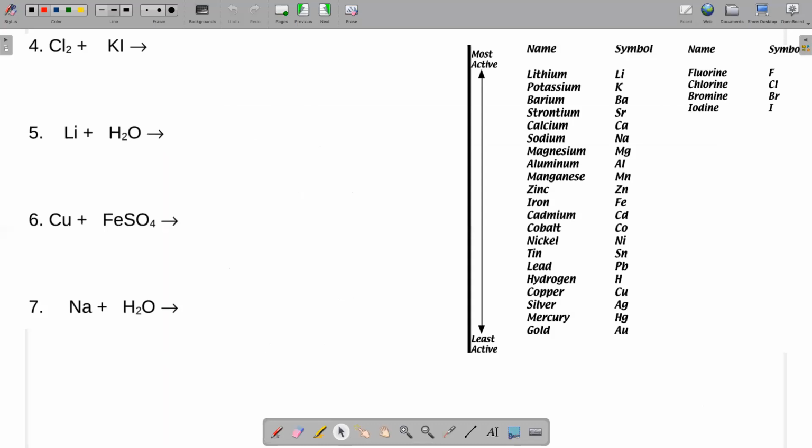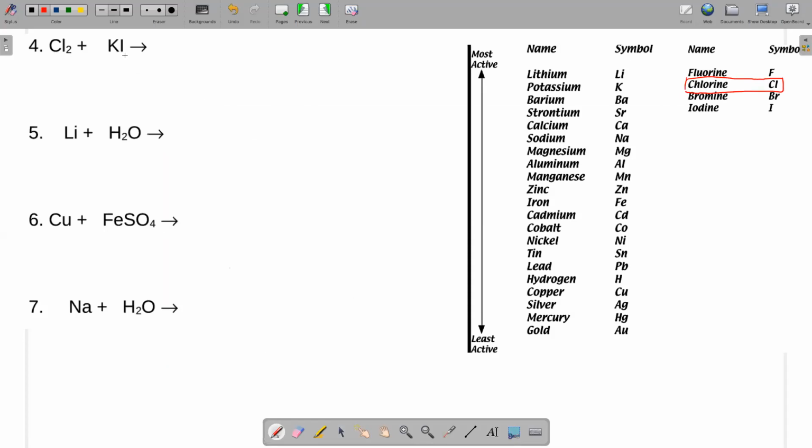All right, so this is the single replacement worksheet. We did 1, 2, and 3. This is number 4. It says Cl2, that's chlorine, because chlorine is one of the diatomics. And because it's a diatomic element, it's always going to be Cl2. This is the single element that's by itself. And chlorine's a gas. So in this activity series, it's over here. There's chlorine. Now, what would chlorine replace? It's either going to replace potassium or replace iodine.